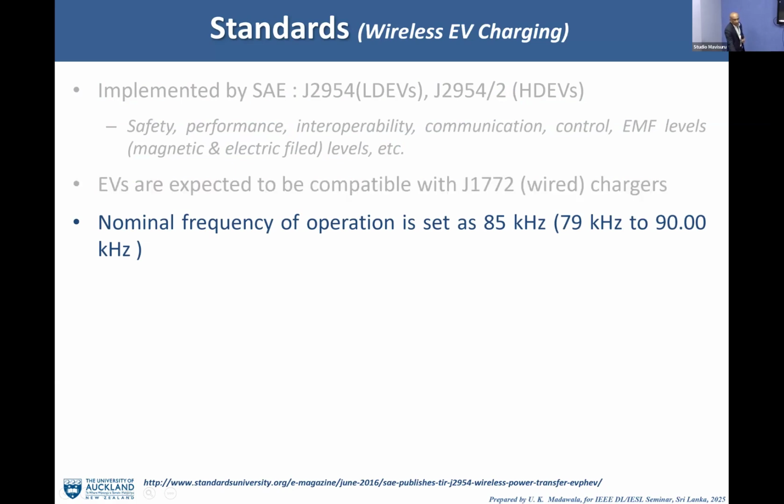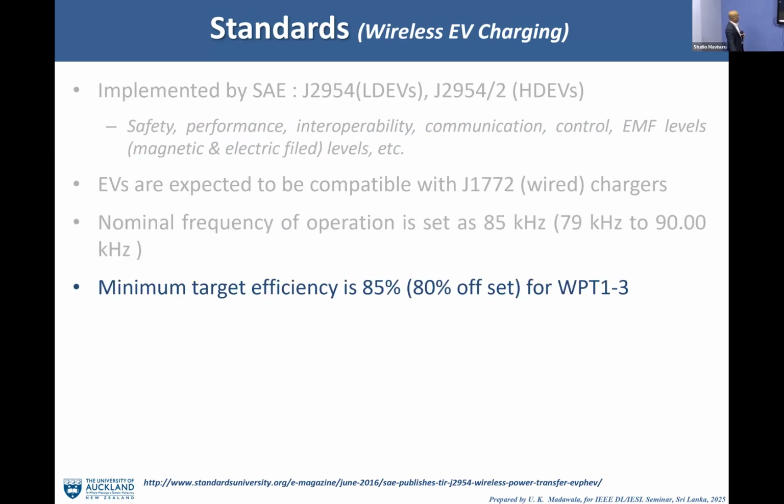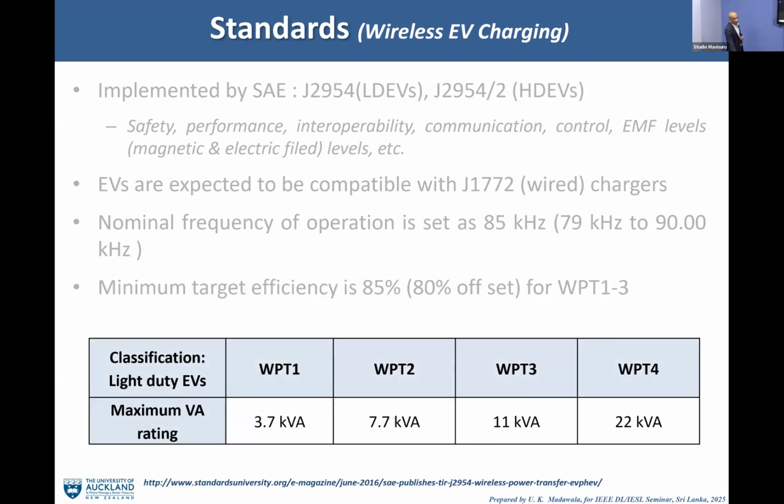The power transfer takes place at 85 kilohertz, but the frequency can change between 79 and 90, with locking to one frequency, as I understand. The minimum efficiency is 85% when the pads are aligned, and 80% if offset. Here are the power classes for wireless charging: 3.7 kVA to 11 kVA. Normally now they are saying 20 kVA is another class coming for heavy duty. At the moment this is all being released and the cars are being tested, and I'll show you some.